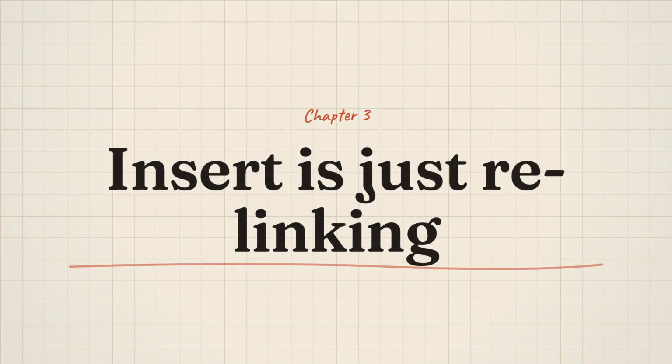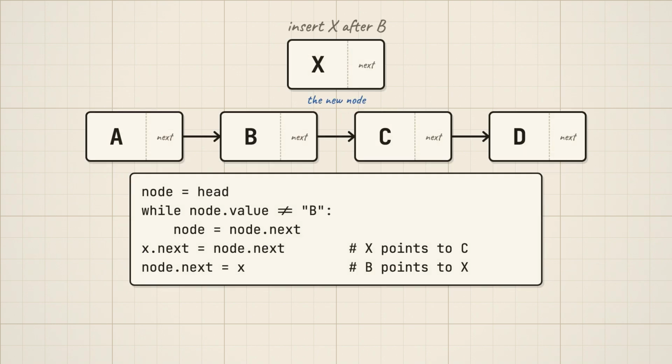We can build a chain and walk it, but here's the move that makes linked lists worth it. Adding or removing a node in the middle, almost for free. To slot X in after B, first we have to find B. We start at the head and walk the links, checking each node until we're standing on B.